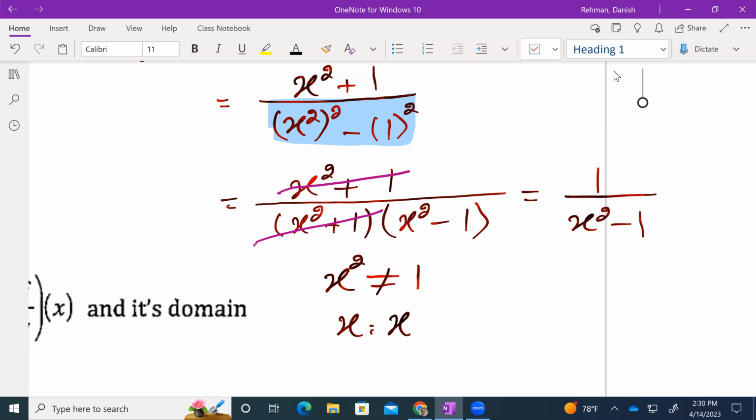In this case, x squared should not be equal to 1, or I will claim that x belongs to all real numbers, but it cannot be equal to +1 or -1. I can write it in this way also. And that's going to be the domain.